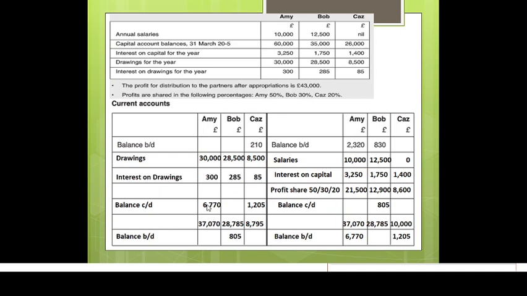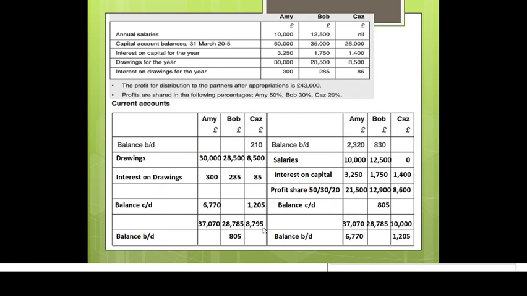Okay, the next one for Bob, if you look at those three figures there, you're looking at roughly, they're very, very similar if you compare the sides. Obviously this is 28,785, so you put the total in, you take it across, and the difference above. And for Kaz, clearly the credit side is higher, about 10k, put the 10k in.